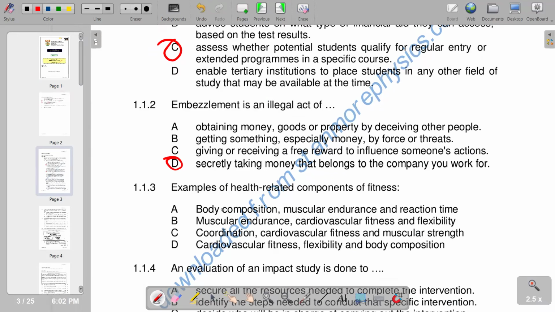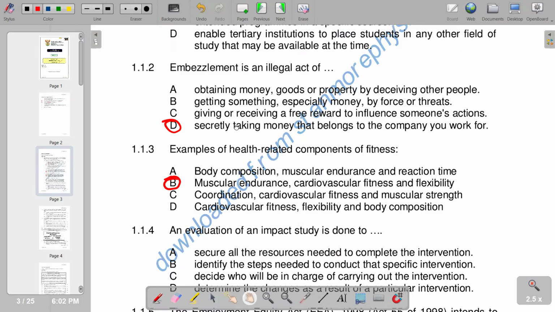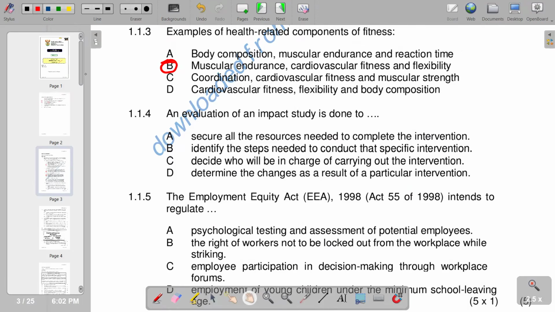Then number 3, examples of health-related components of fitness. We have got different responses that we have there. So correct answer is B, which is muscular endurance, cardiovascular fitness, and flexibility. So we have B as the correct response. So go to number 4. An evaluation of an impact study is done to. The correct response that we have is D. We'd say that we have D, which determine the changes as a result of a particular intervention. So we have a D.